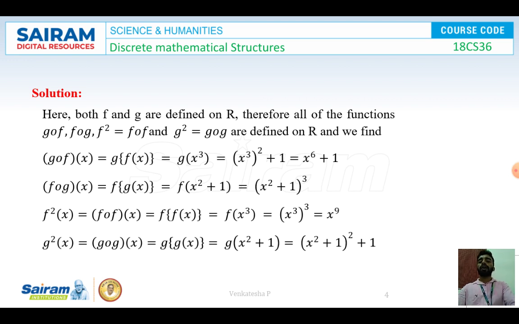Next is f square of x. It will be equal to f o f of x. So it will be equal to f of f of x. f of x is x cube. Again finding f of x cube, I'll be getting (x cube) whole cube. I'll be getting x power 9.